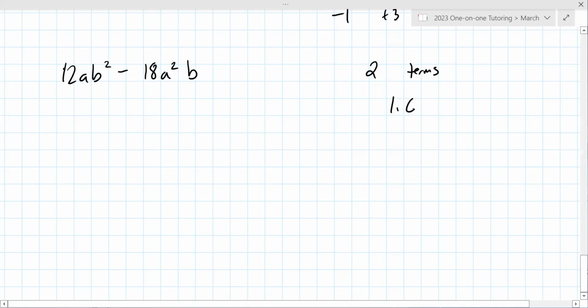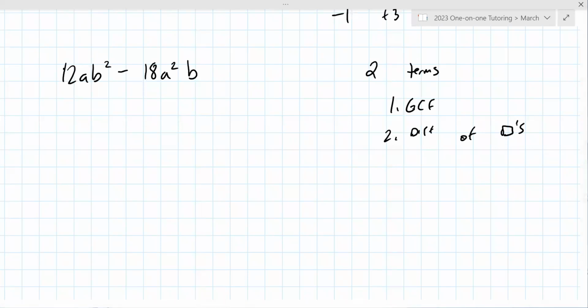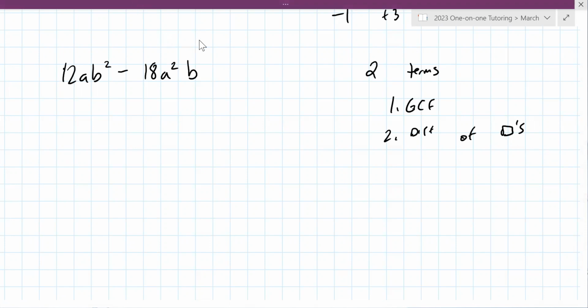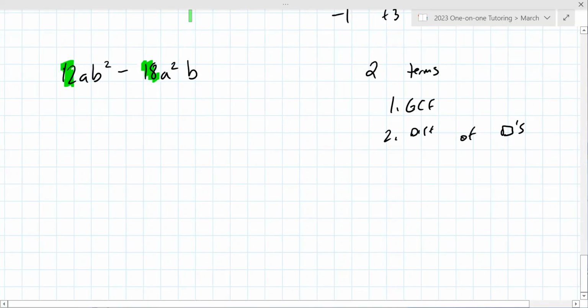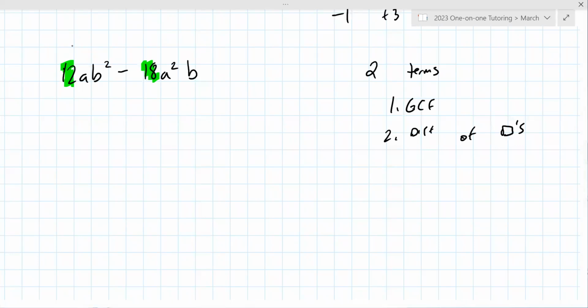It can either be a GCF or it's a difference of squares. What do you think? What kind of stands out to you here? Let's say GCF. Yes. So we're going to look at the numbers first. What is the largest number that goes into 12 and 18? That would be 4. A little bigger. 4 does not go into 18. Okay. So 6.